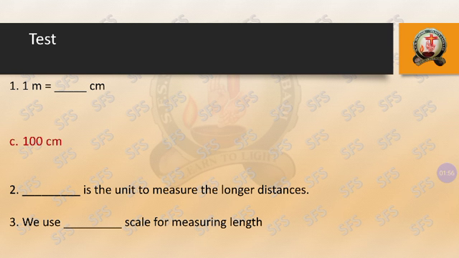Fantastic. Now let's move on to the second question. Dash is the unit to measure the longer distances. So which unit do we use to measure longer distances? Is it meters, centimeter, or kilometer? Yes, we use kilometer. Like if you want to measure the distance between Embadi and Chennai, or Embadi and Ambur, wherever, which unit are we using? We use kilometer.